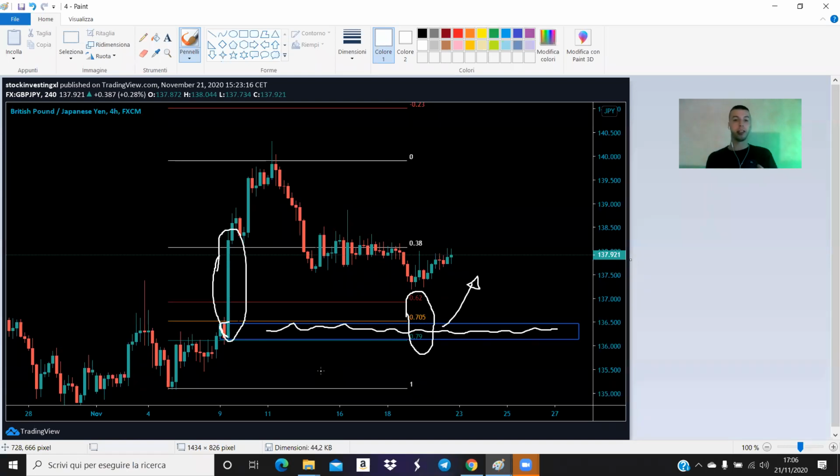Of course, I did the disclaimer that we need risk management, we need a good risk to reward, because even if we have all of the confirmations, we are not going to be 100%. Sometimes we're going to lose, but I'm sure that most of the times we're going to win.